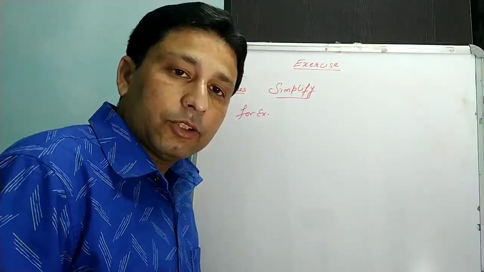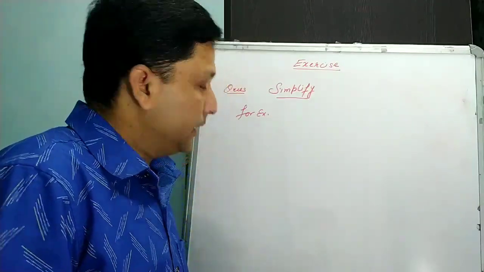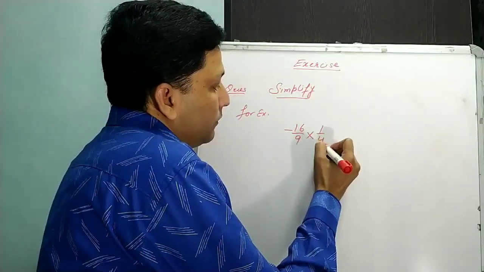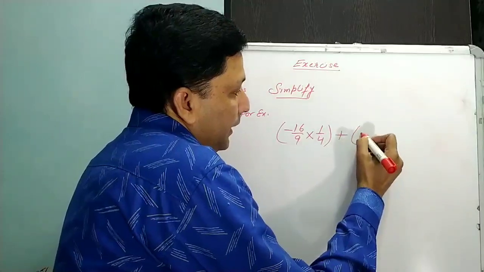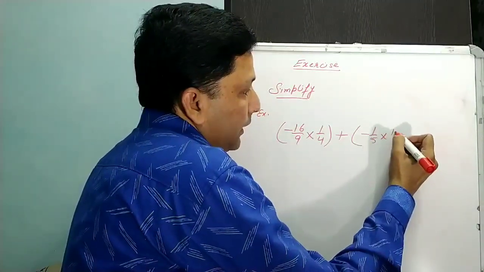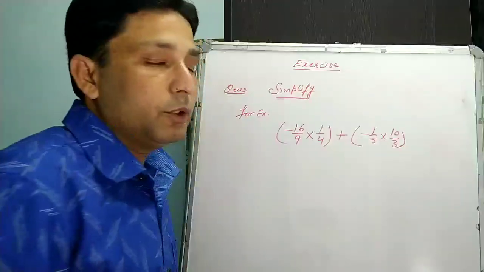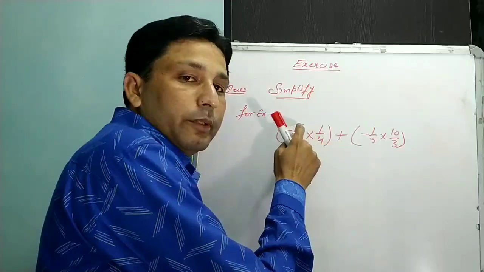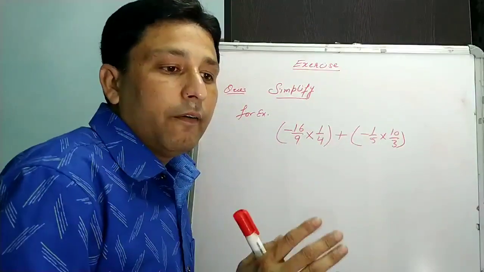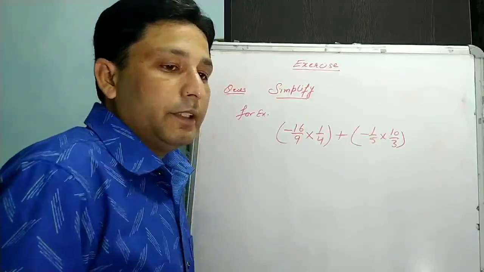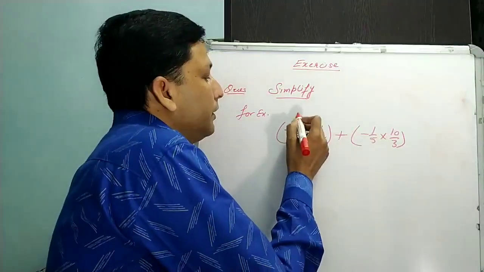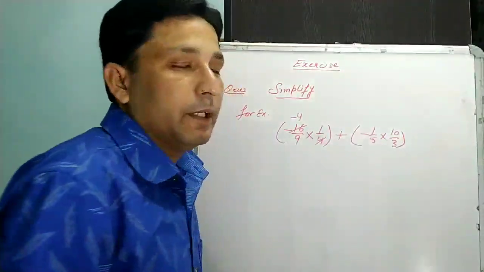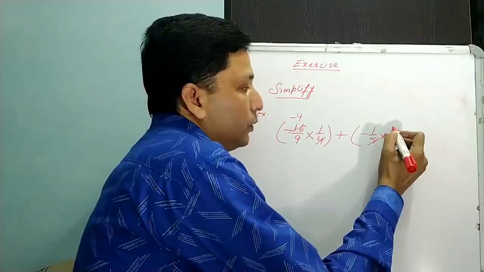Now moving on, next question, that is simplify. Let's take an example. Minus 16 upon 9 into 1 upon 4 plus in bracket minus 1 upon 5 into 10 upon 3. According to the BODMAS rule, first of all we will solve the bracket, and in the bracket you can see that this numerator can be divided by this denominator 4 times. So first of all we will divide: 4 for the 16, minus 4, and here you can also see that this 10 can be divided by this 5, 2 times.